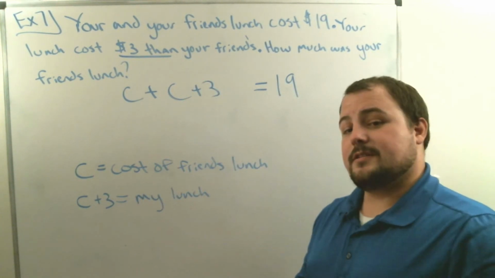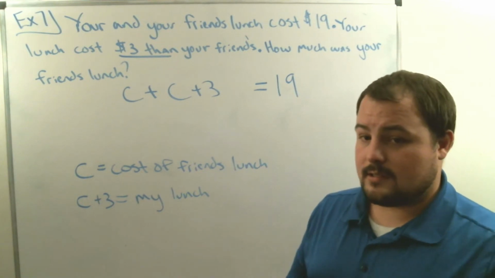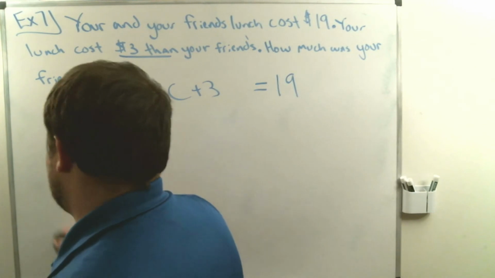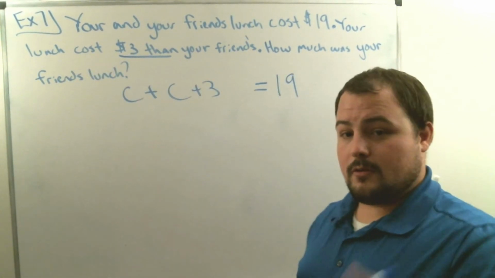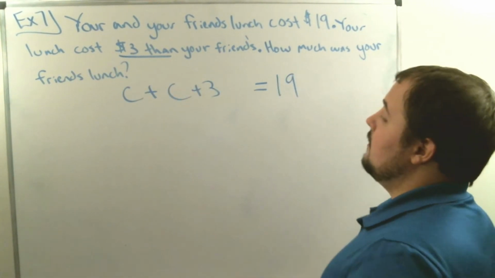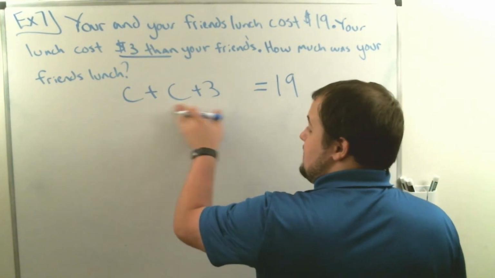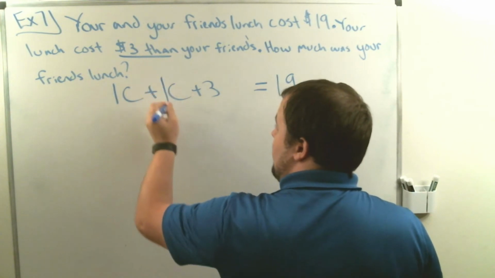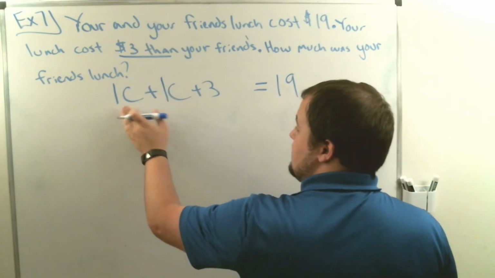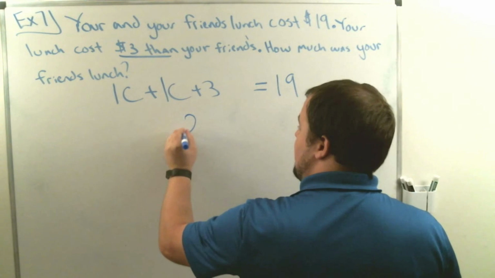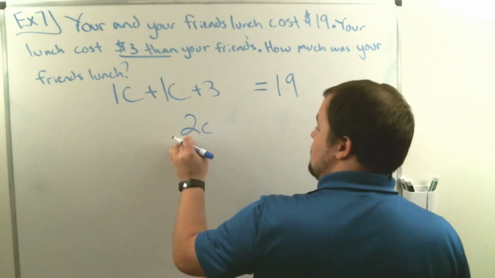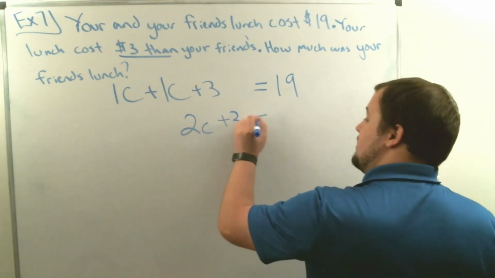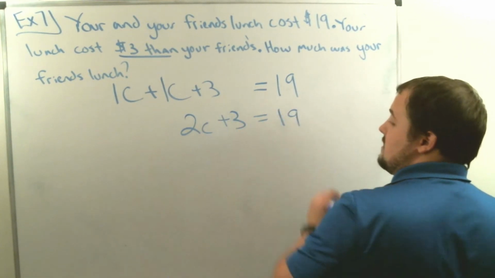And our job is to figure out C, the cost of our friend's lunch. So I'm going to go ahead and erase this now. Hopefully you guys got that down. If you didn't, rewind the video, pause it, and copy that down. How many C's do I have? Well, anytime we have a variable by itself, we can always put 1 beside it. If I have 1 C and I add 1 C, I really have 2 C's. So 2 of my friend's lunches plus $3 is going to equal 19.